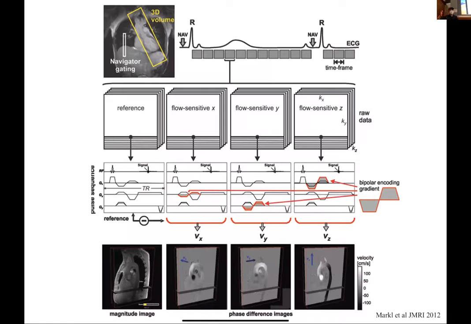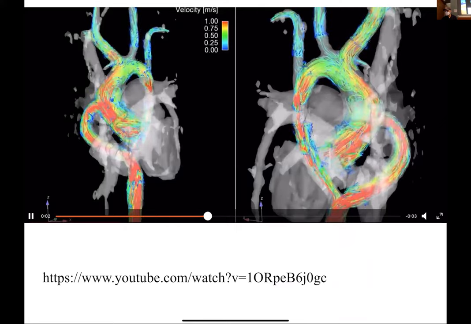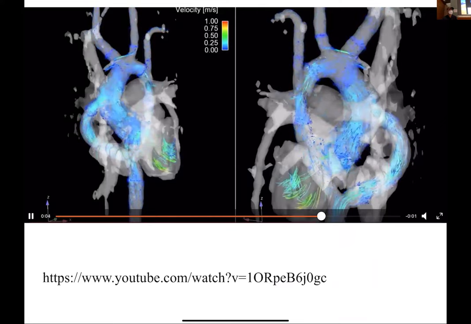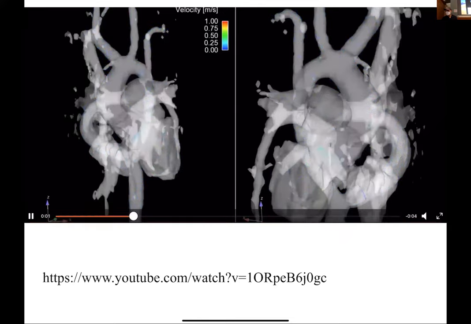You can do this over time, as we said. If you put everything together, you can measure the blood flow in all different directions and at different parts of the cardiac cycle. If you put all that data together, you can make these really amazing movies. This is called 4D flow. So you're looking at the flow of blood through the heart.